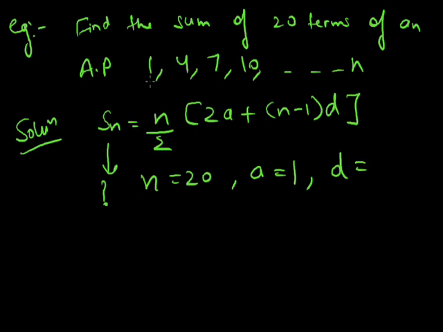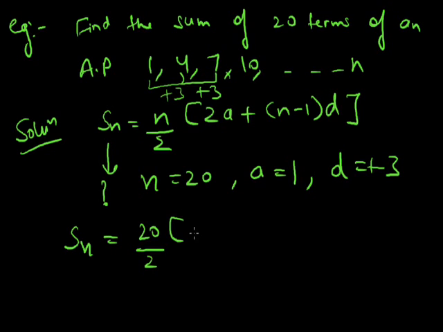As you can see, there is a common difference of plus 3 between any two consecutive terms. So d will become plus 3. Now we can put the values of n, a and d in this equation for the sum of n terms, and we'll get Sn is equal to n by 2, that is 20 by 2, into 2a, that is 1, plus n minus 1, that is 20 minus 1, 19, into d is plus 3.